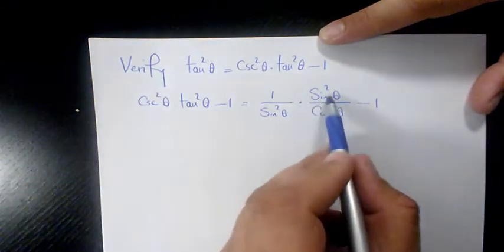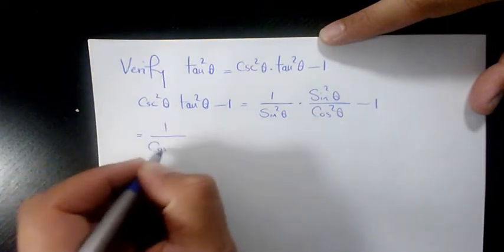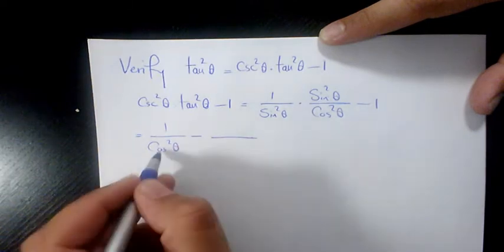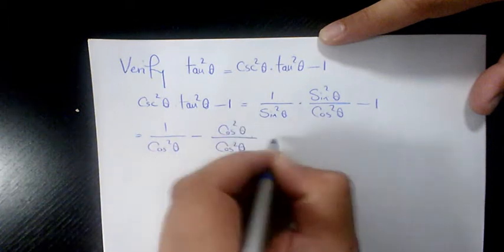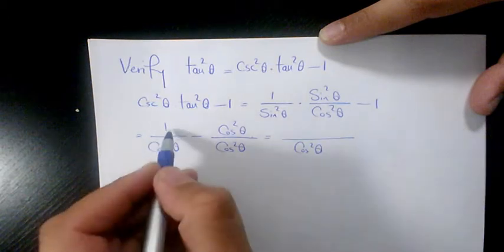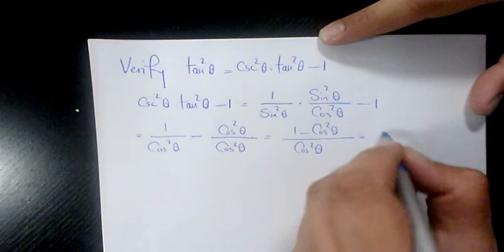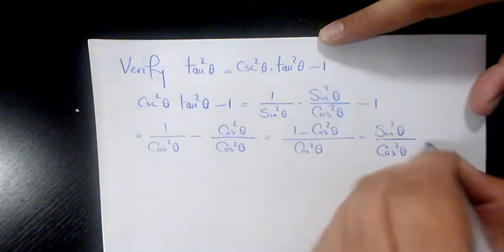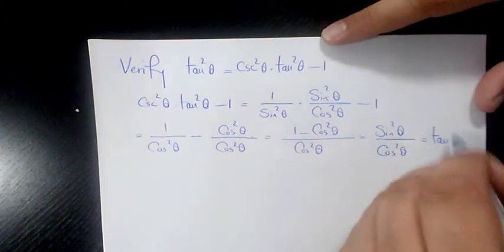When you simplify that, this sine squared and sine squared cancel out, and we have 1 over cosine squared theta minus 1. Instead of 1, I'm going to write it as a fraction, so we have the same denominator, cosine squared theta. 1 minus cosine squared theta is sine squared theta. And you know sine over cosine is tan. So we have tan squared theta.